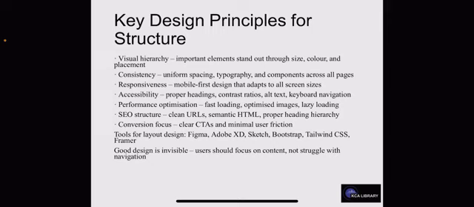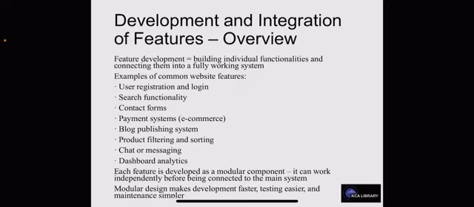Another principle for key design structure is consistency, that is uniform spacing, and making sure your typography and components are consistent across all pages. Another principle is responsiveness, that is mobile first design that adapts to all screens. Accessibility is another one: proper headings, contrast ratios, and so on. Performance optimization, we also have SEO structure, conversion focus. Now, the tools for layout design: we have Figma, Adobe XD, Sketch, Bootstrap, Tailwind, CSS Prima, and so on. Now, good design is invisible. Users should focus on content, not struggle with navigation. We should note this at the back of our mind.